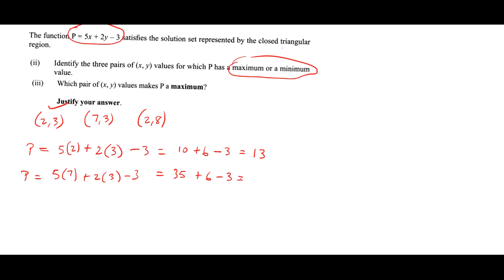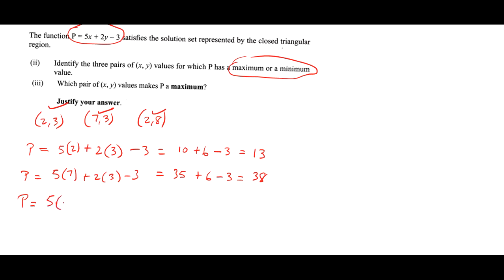Right, and this will give me 38. Is that correct? 6 minus 3 is 3. Right, so yeah, that's 38. And then p, so that was using the 0.73. Now we're going to use the 0.28.